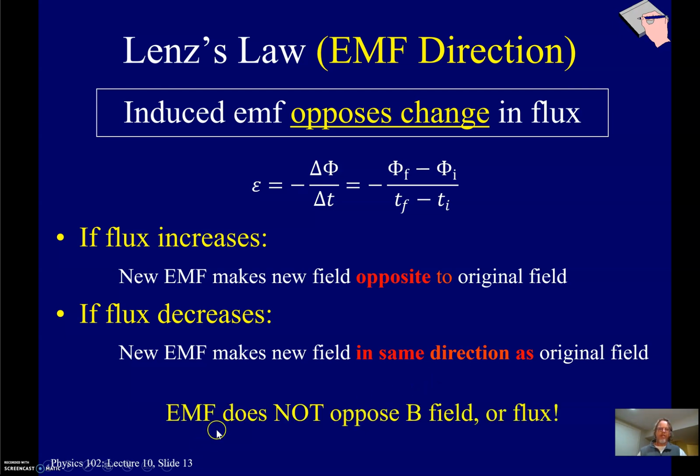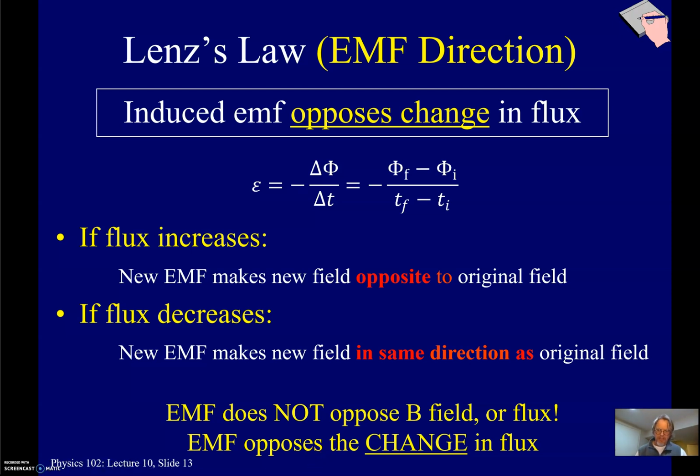So the EMF does not oppose the B field or flux. What happens is the EMF opposes a change in flux. Okay? So EMF is not affected by a field or the flux. It's affected by the change in. Anytime you have a change in flux, there's going to be a change in the EMF.